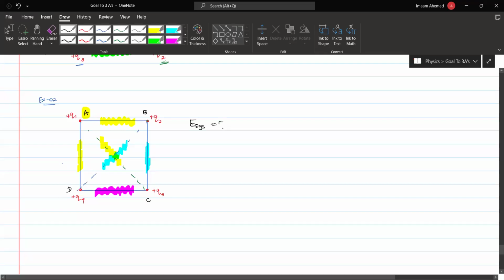Then it should be energy of A and B plus energy between B and C plus energy between C and D plus energy between D and A plus energy between, now what I have done is I have considered this, this and this. I have to consider A and C plus B and D.